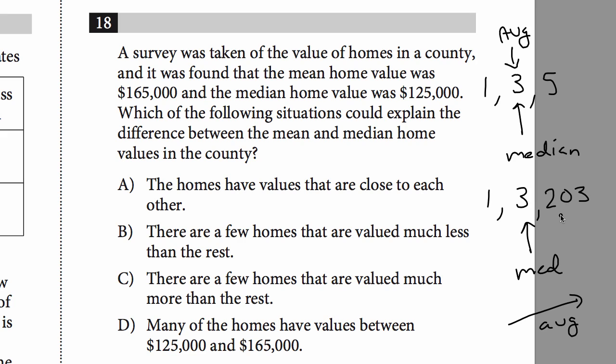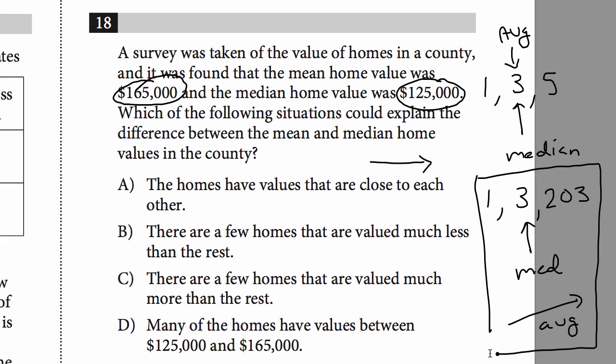So that's basically the same thing that's going on in this example here. You've got a median price of 125,000, but the average is being swayed or pushed over, weighted way to the right, higher, because there's probably some houses that are really, really expensive. And that's the example of the list here, where you got 3 numbers, and the median is one thing, but since there's a high-priced house, 203,000 or whatever, the average gets pushed over to the right. So the answer you want here is C. There are a few homes that are valued much more than the rest.